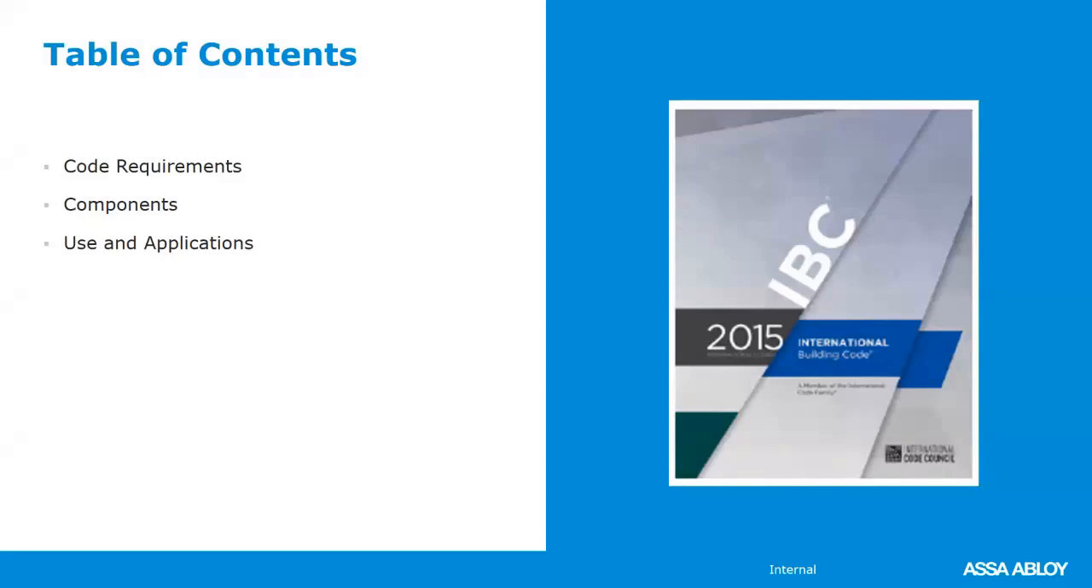What we are going to cover today, delayed egress, before we can get into the actual requirements, the code requirements and the components and the use and application, I need to run through a few brief things on means of egress and occupancy types so that we understand the why. Why is delayed egress used in some occupancy types and not in others, and where do you find those requirements?